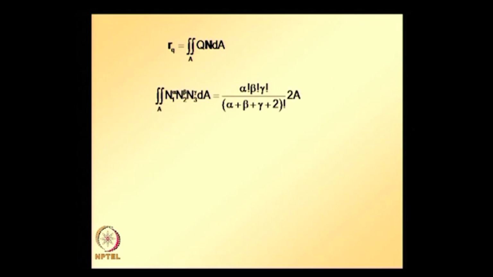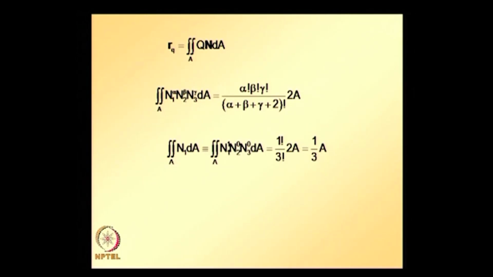The formula that we have seen is n1 power alpha times n2 power beta times n3 power gamma integrated over the triangular region is alpha factorial times beta factorial times gamma factorial divided by alpha plus beta plus gamma plus 2 factorial, times the entire thing multiplied by 2a. So, this formula can be applied to simplify each of the components of Rq.